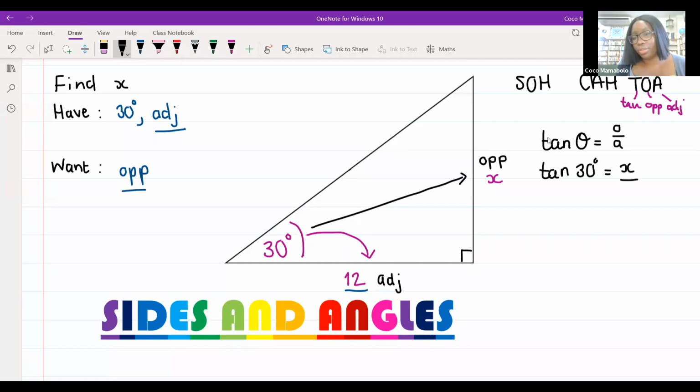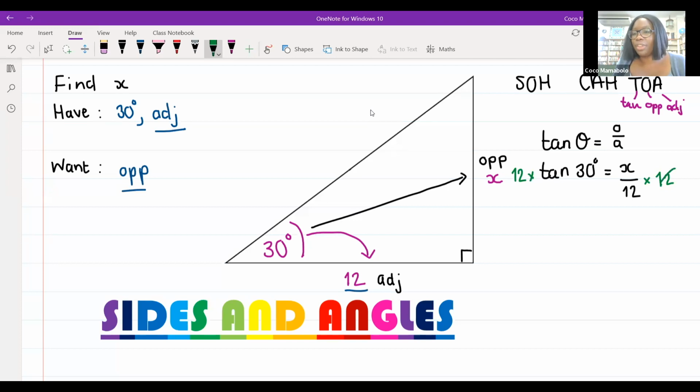My adjacent is 12. Good. Over 12. Now I want to get rid of divided by 12. How do I get rid of divided by 12? I'm going to multiply by 12. And when I multiply by 12 on this side, I have to multiply by 12 on that side. Maths says that we must multiply on both sides.